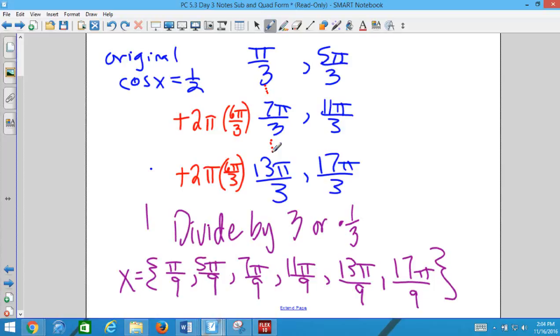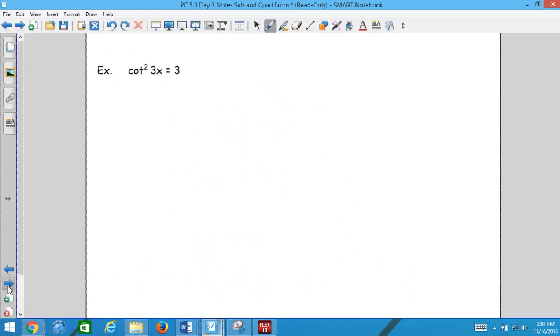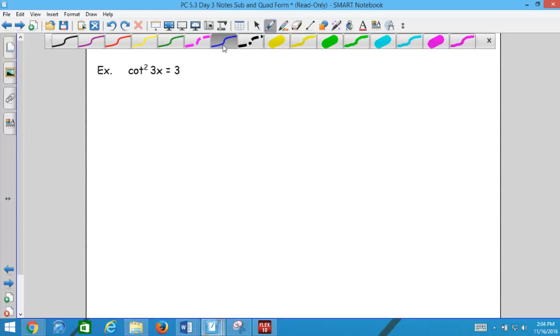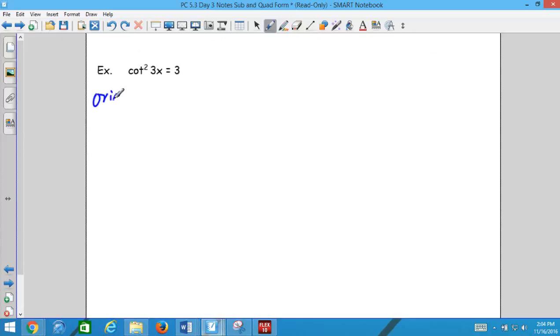Let's do one more for good measure. Ready? Cotangent squared 3x equals 3. So we see the 3x there. We're going to ignore the 3x for a moment. We're just going to find the originals. Like cotangent squared x equals 3. We're just going to find that to start. Then we'll take care of the triple in there. How do I solve that?